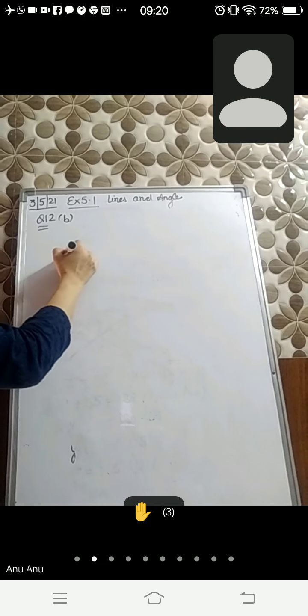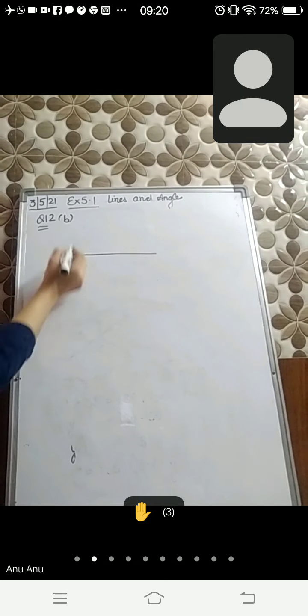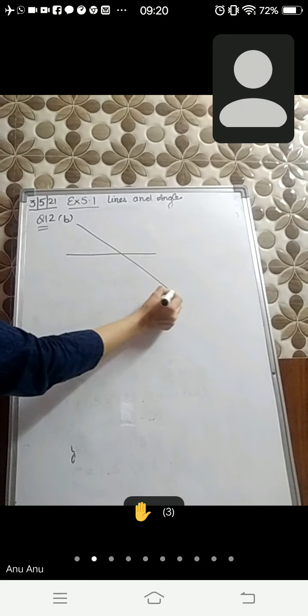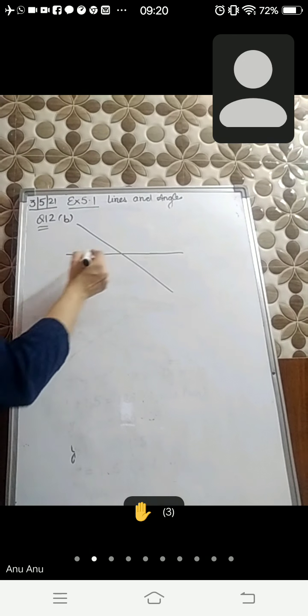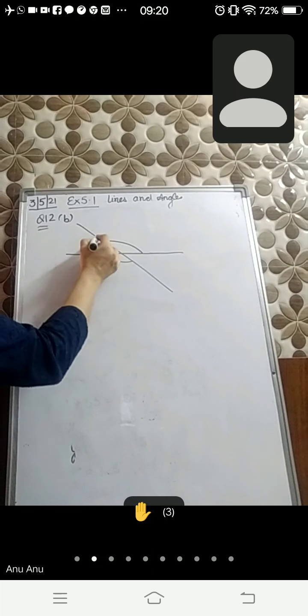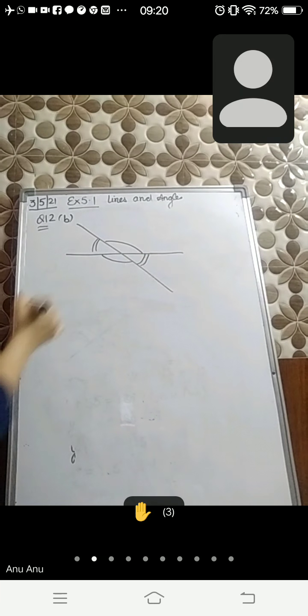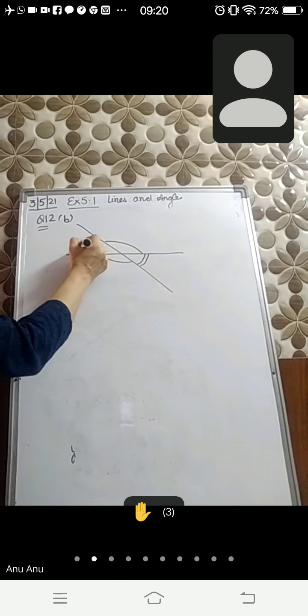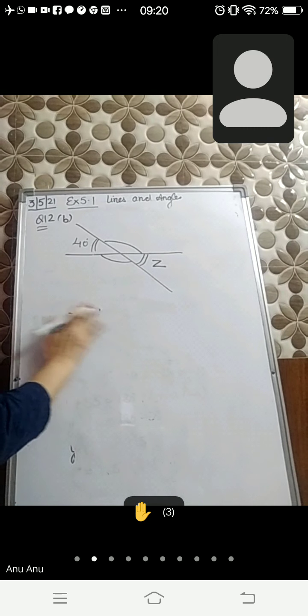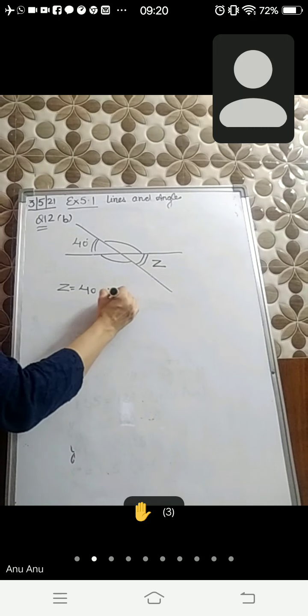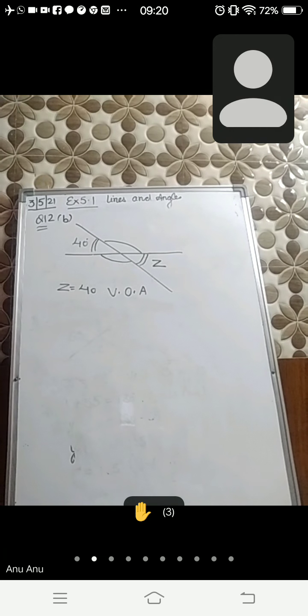In part B, one straight line is given, and here one straight line is again given, and these two lines are intersecting each other. You can see this clearly. I have not drawn the complete figure just to make the concept clear. So in this way, this angle is equal to this angle, and this angle is equal to this angle, vertically opposite. This angle is given as 40, and this angle is Z. So can I write here Z is equal to 40 degrees, vertically opposite angles.